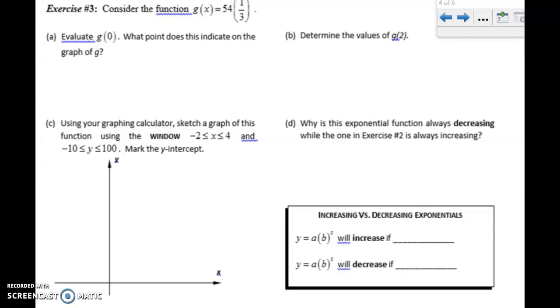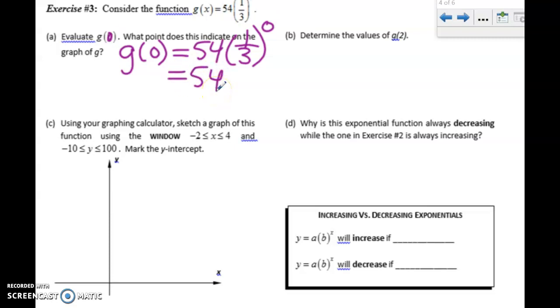And it's equal to 54 times 1/3 to the x power. So let's go ahead and evaluate when the x value is 0. So I replace every x I see with 0. I keep the 54, I keep the 1/3, but the new number up top is 0. Anything to the 0 power is worth 1, and so 54 times 1 is simply 54.